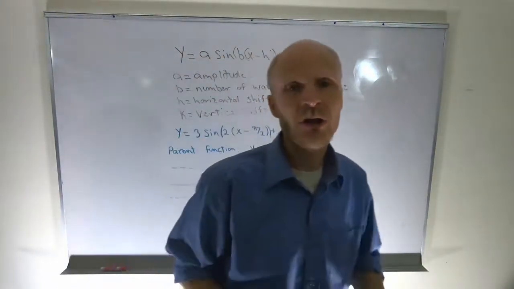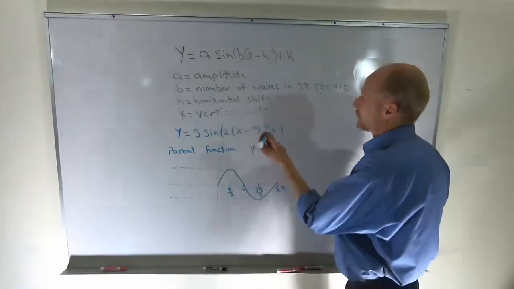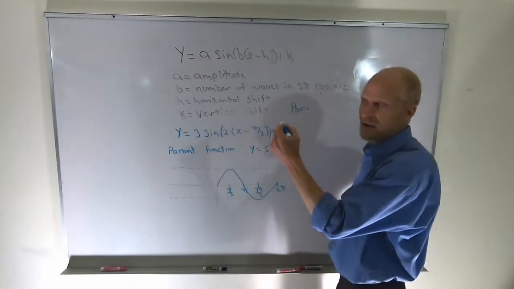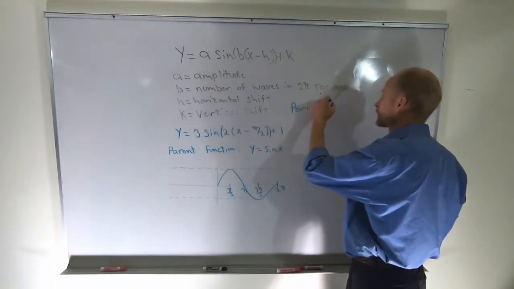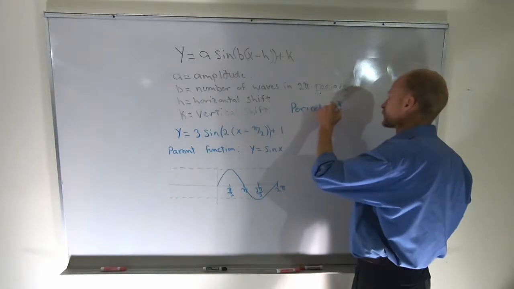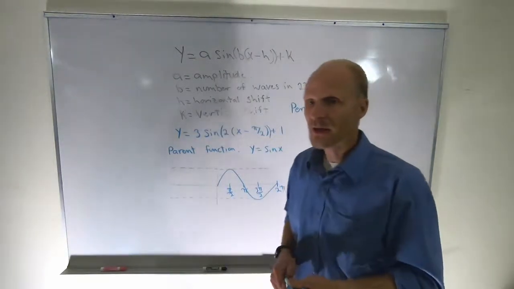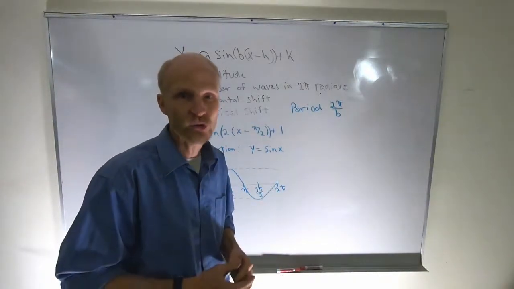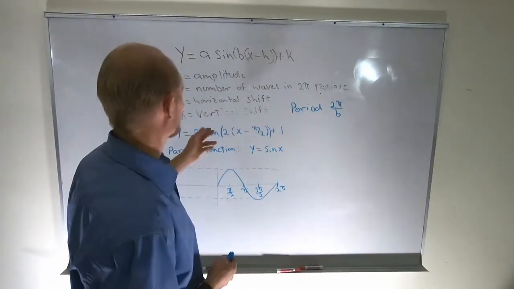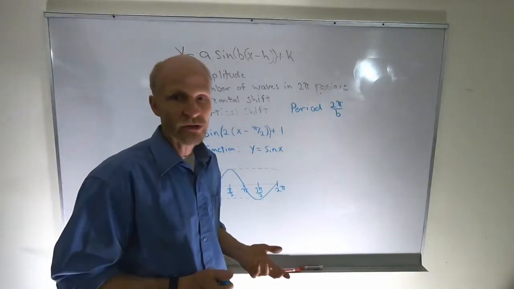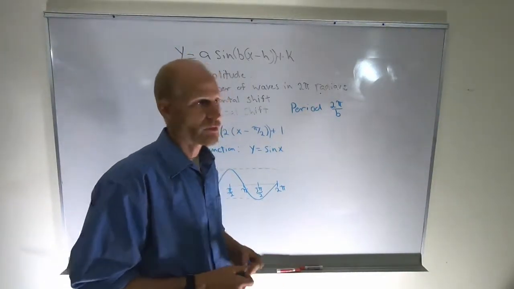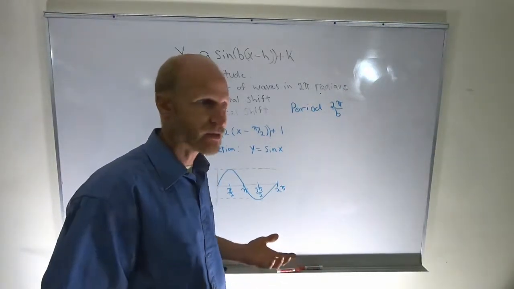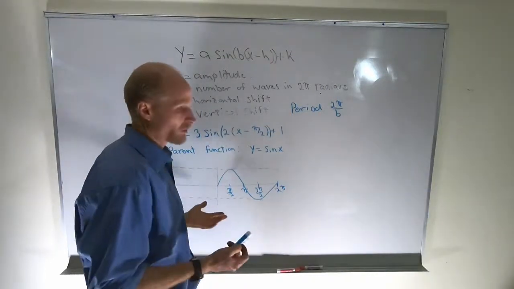Now, one thing that I want to also mention is that your period is known as 2 pi over b. So the actual period is known as 2 pi over b because the natural period of the sine wave is 2 pi. And if you have b being the number of waves it goes through in 2 pi radians, it makes sense that you would divide 2 pi up into however many pieces it takes to get your period.